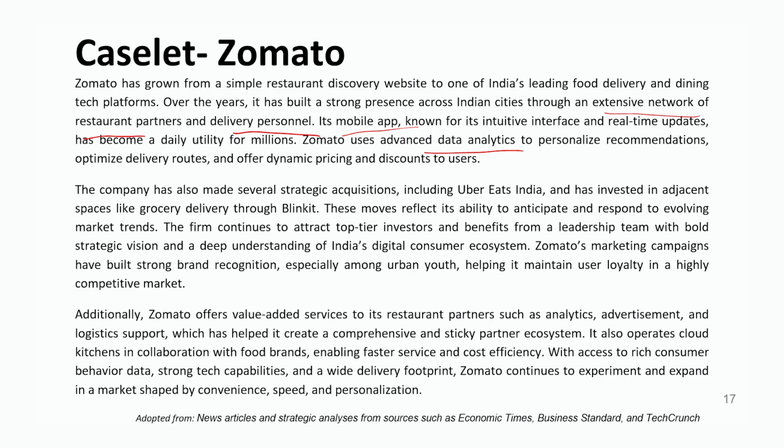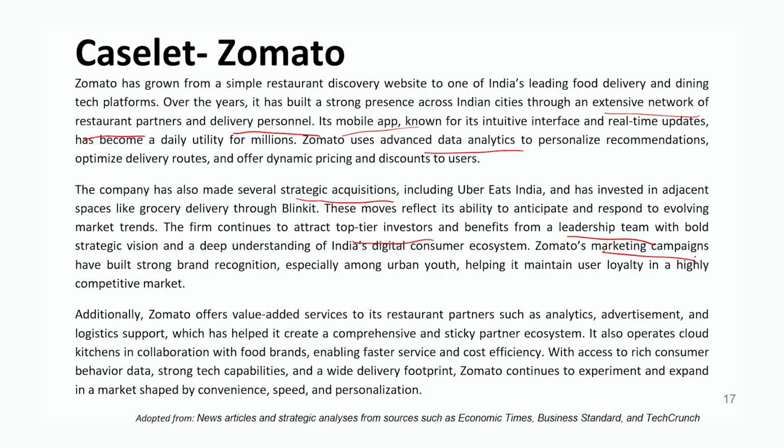The company has also made several strategic acquisitions, including Uber Eats India, and has invested in adjacent spaces like grocery delivery through Blinkit. These moves reflect its ability to anticipate and respond to evolving market trends. The firm continues to attract top-tier investors and benefit from a leadership team with bold strategic vision and deep understanding of India's digital consumer ecosystem.